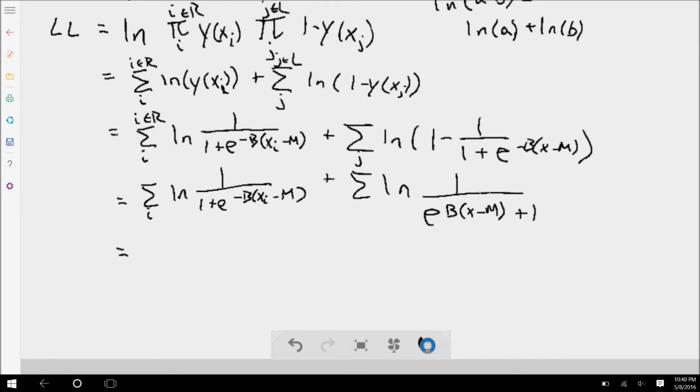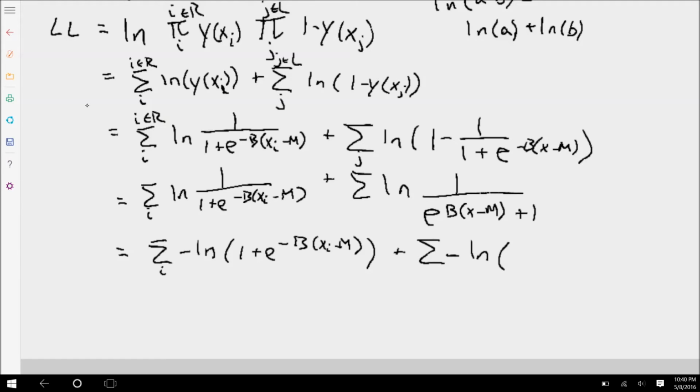And then pretty much using the same rule as here, we note that this is equal to the sum over I of negative ln of 1 plus e to the negative b xi minus m, plus the sum of negative ln of 1 plus e to the negative b x minus m. So that's the expression for our log likelihood. And now, in order to plug this into our gradient descent optimizer in MATLAB, we're going to have to calculate the derivative of this with respect to both b and m.